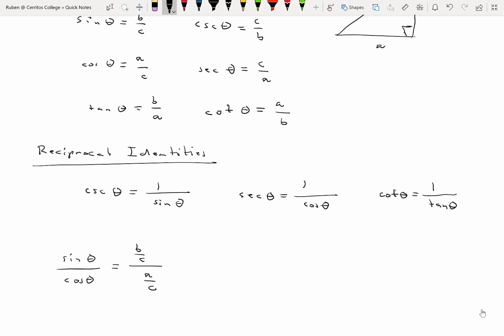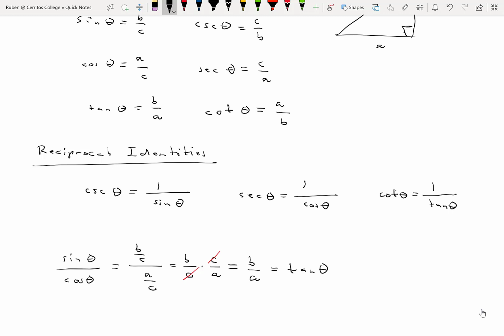a over c. And the reason I had you imagine covering up the denominators is because when you invert and multiply in this complex fraction, the c's cancel out. The c's completely cancel out. And they leave you with b over a. But what's b over a? It's the tangent of theta.